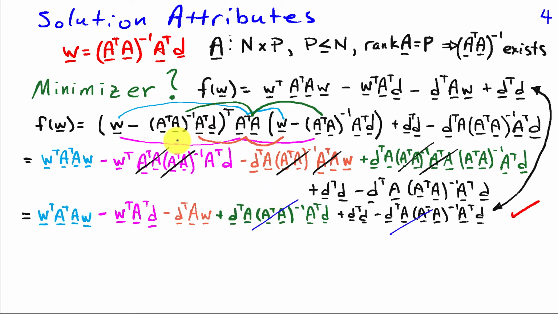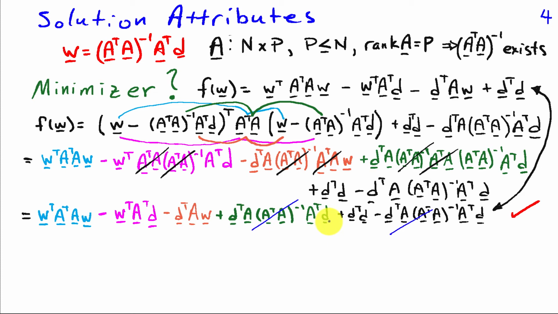So I can look, and in these various terms, I have A transpose A and I have (A transpose A) inverse. So those two are going to cancel out, and this pink term just becomes W transpose A transpose D. Similarly, in orange, the (A transpose A) inverse cancels the A transpose A, and I'm left with D transpose A times W. The green term also has an (A transpose A) inverse canceling an A transpose A, and that becomes D transpose A, quantity (A transpose A) inverse, A transpose D.